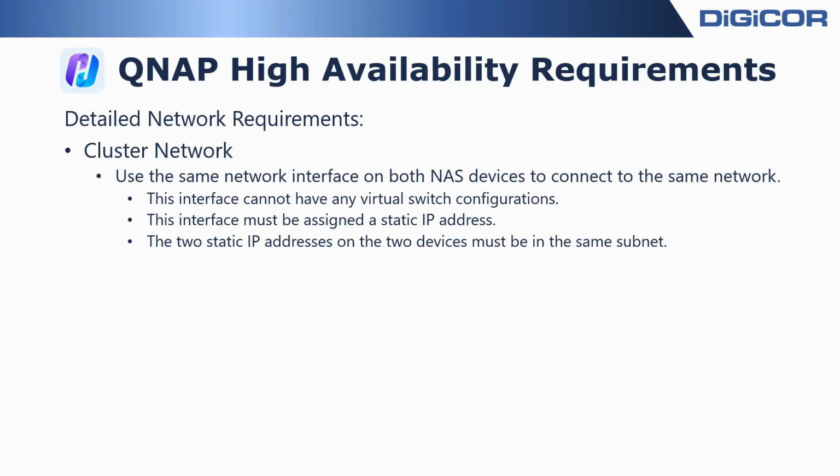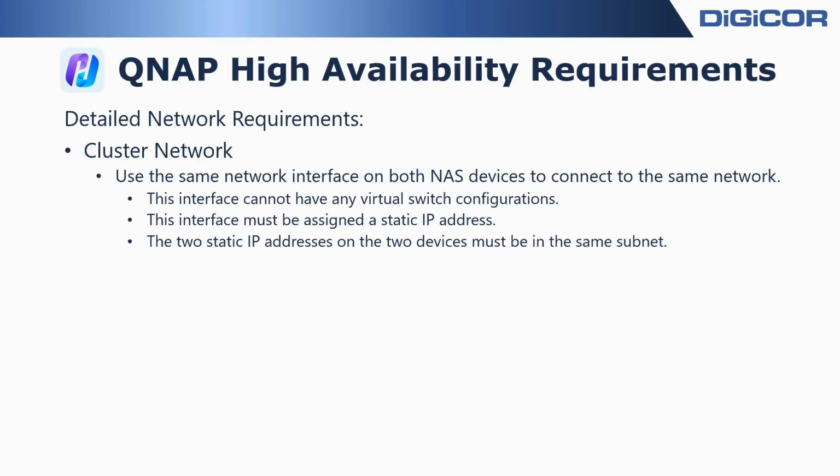These can't have any virtual switch configurations applied to those ports, and those interfaces must be assigned a static IP address on each NAS. And these IP addresses obviously need to be in the same subnet so that in the event of high availability or failover, your clients can still access those devices. When we set up a cluster, we'll be setting up a virtual IP address that will be used to access the resources, and that will also need to be set up in the same subnet as the cluster network IPs.